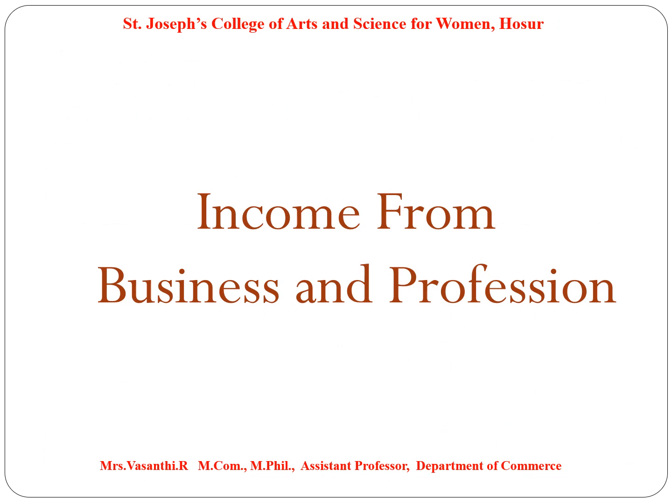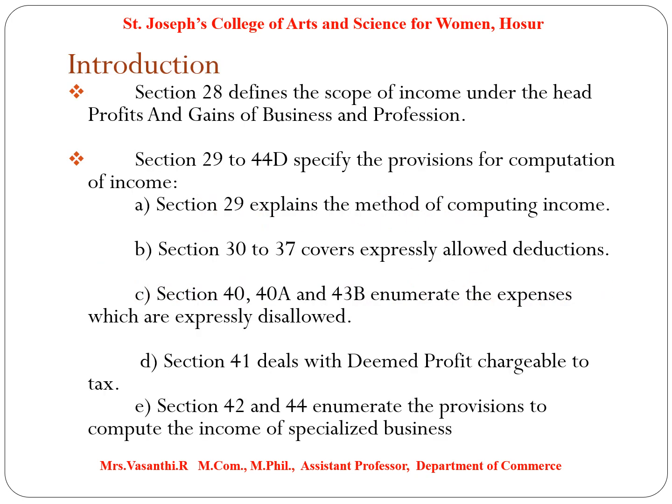So next is income from business and profession. Section 28 defines the head of profits and gains of business and profession. These are covered under the provisions and computation of income under Sections 29 to 44D. Section 29 explains the methods of computing the profits and gains of business and profession incomes. Sections 30 to 37 cover the deductions.